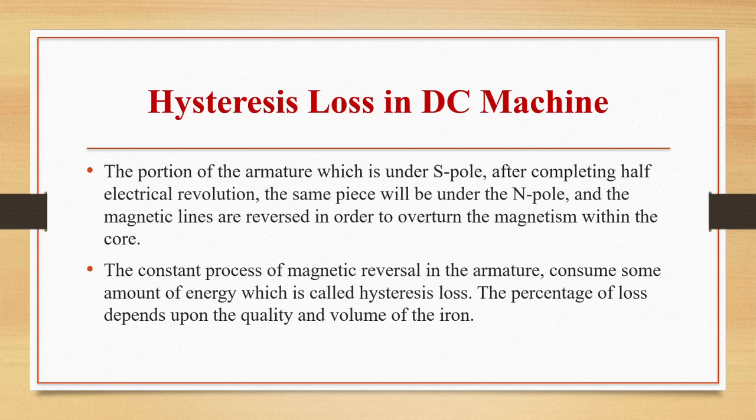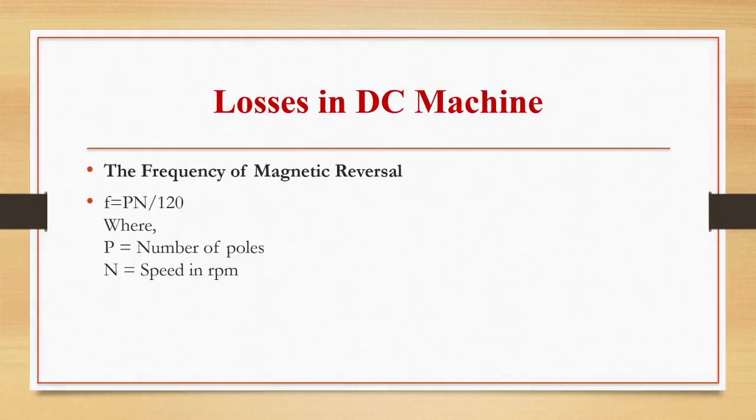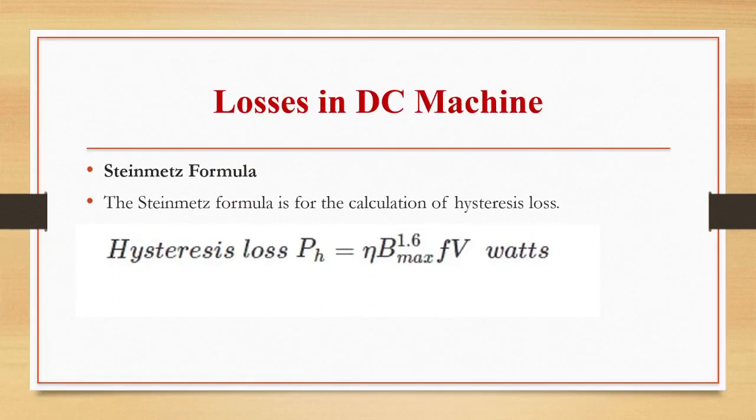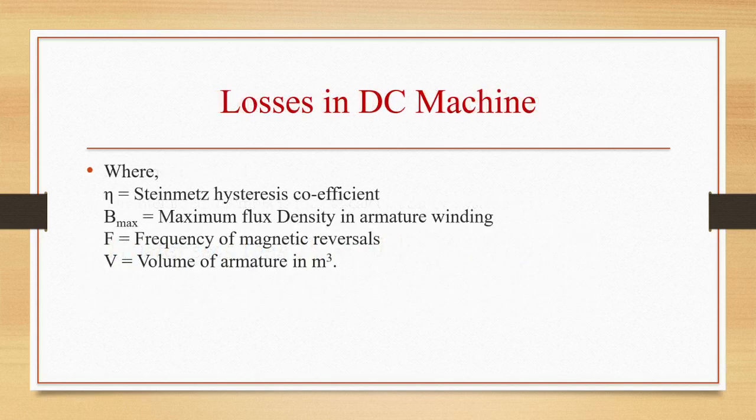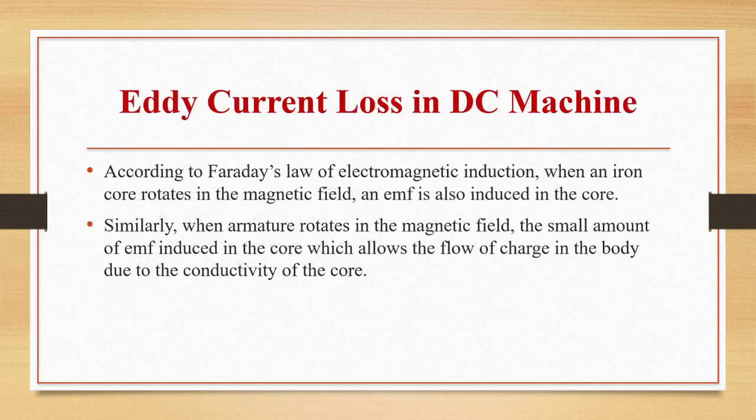Percentage of loss depends upon the quality and volume of the iron. Frequency of magnetic reversal is given as F is equal to PN by 120. P is the number of poles, N is the speed in RPM, revolutions per minute. Steinmetz formula for calculation of hysteresis loss is given by eta Bmax to the power 1.6 FV watts. Eta is the Steinmetz hysteresis coefficient, Bmax is the maximum flux density in the armature winding, F is the frequency of magnetic reversals, V is the volume of the armature in meter cube.